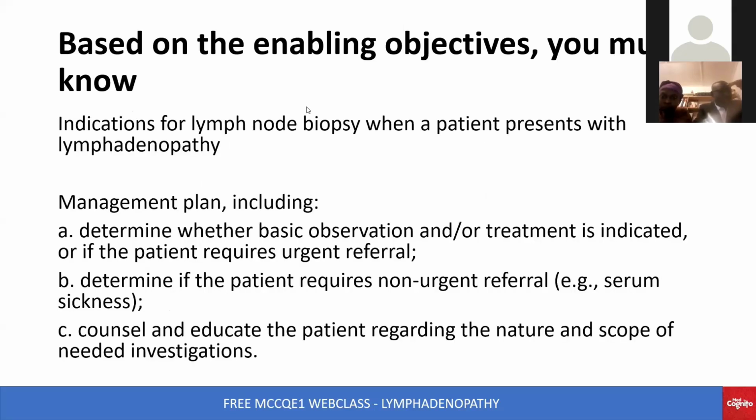Now, based on the enabling objectives, so you realize that when you have the objective book, they have the objective itself, and then under each objective, they have what you call an enabling objective. The enabling objective will tell you that you have to determine whether, when somebody presents with lymphadenopathy, you are going to do basic observation or you are going to treat the person right away. And the enabling objective also helps us to know if we have to determine if the patient requires urgent or non-urgent referral.